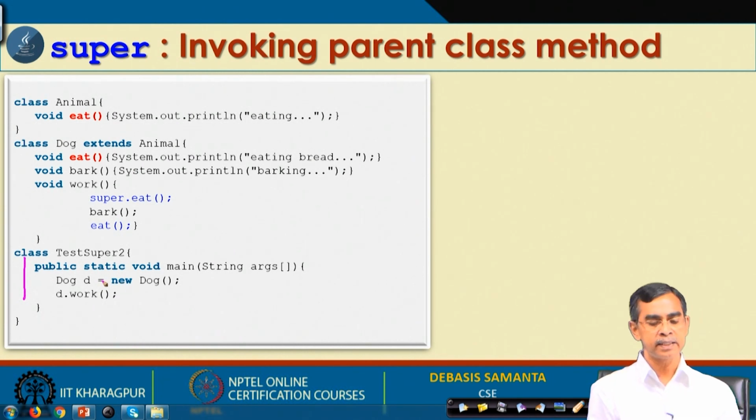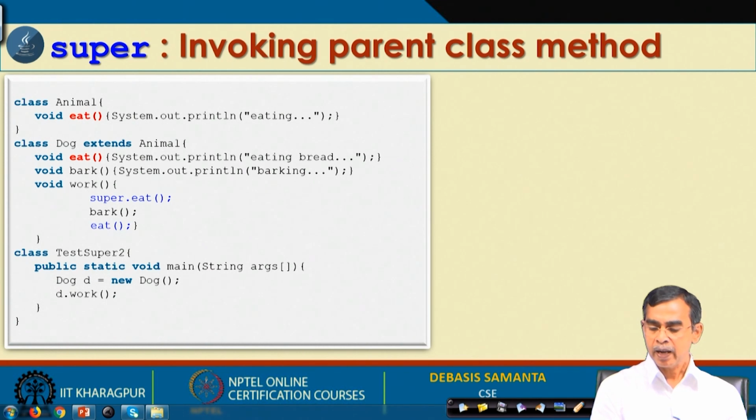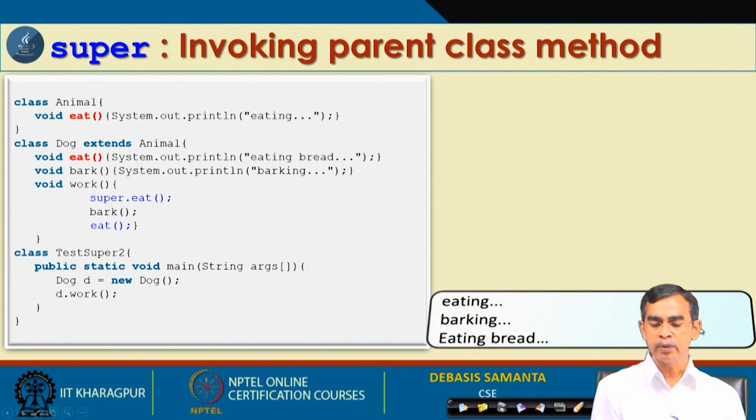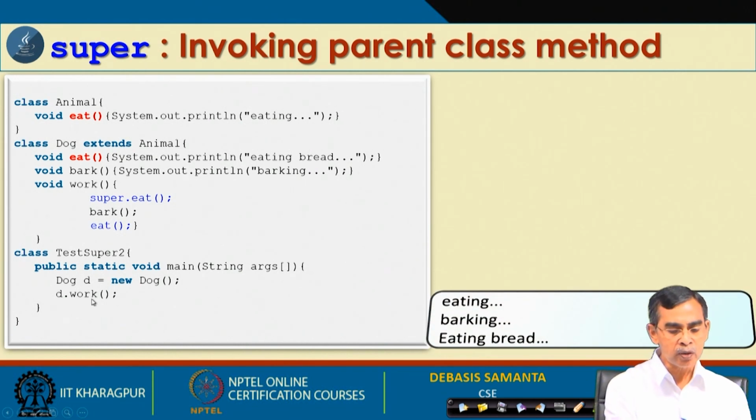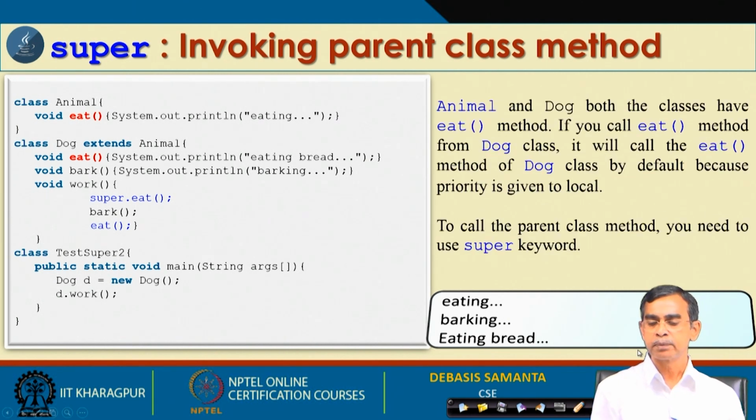The dog object is created, and if we call d.work(), you can guess what output it should give. Obviously, you can check the output. So, dog work, super.eat, it is basically eating, then bark it will be barking, and then eat again, eating bread. So, this kind of output you can see if you run this program. So, this is the concept that using super we can resolve the parent class method rather than the base class method.